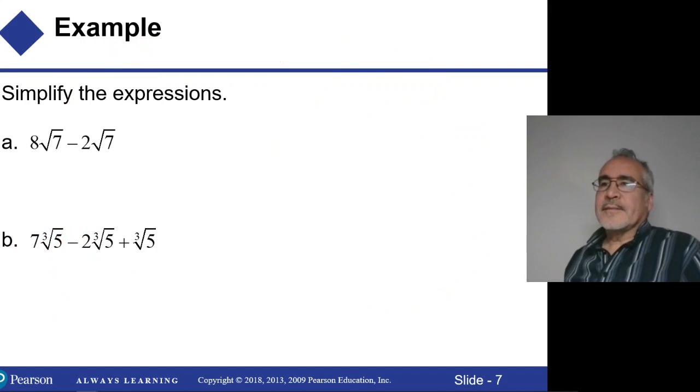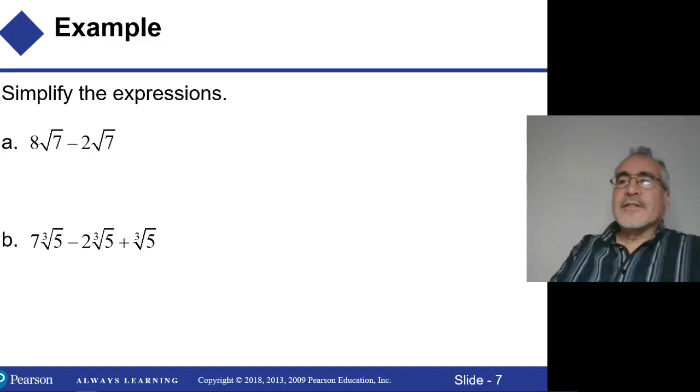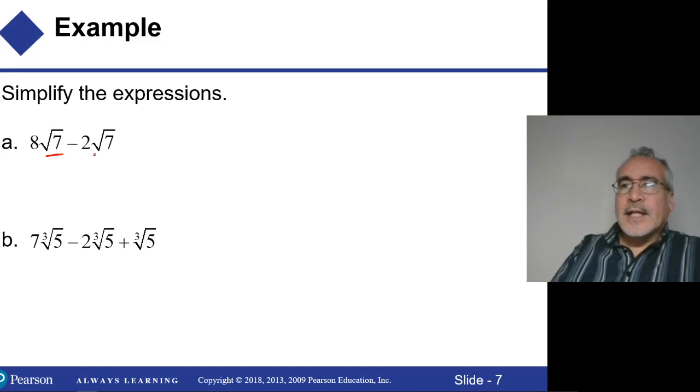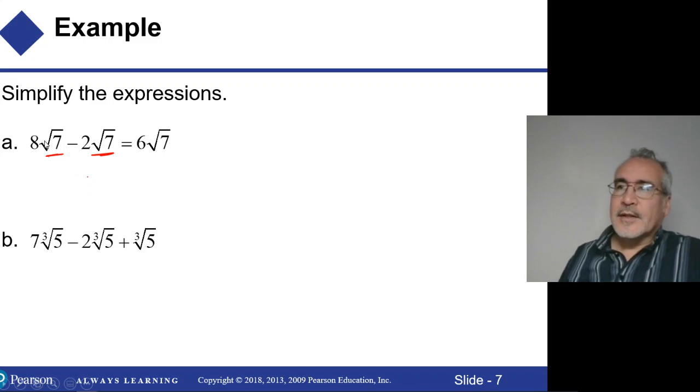However you want to do that. Okay. Subtraction, same thing, we need like terms. So this is just 8 minus 2, that's going to be 6 square root of 7.